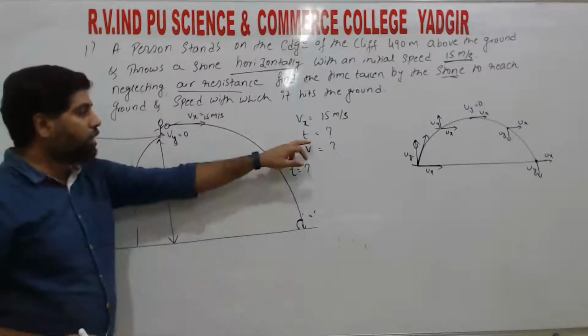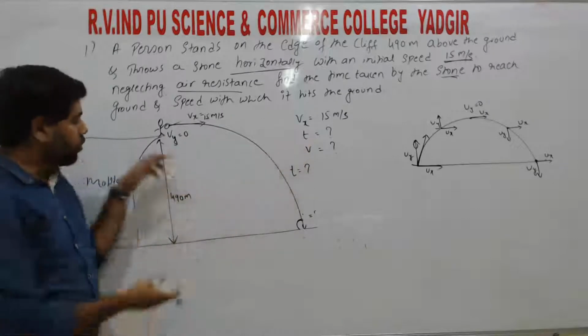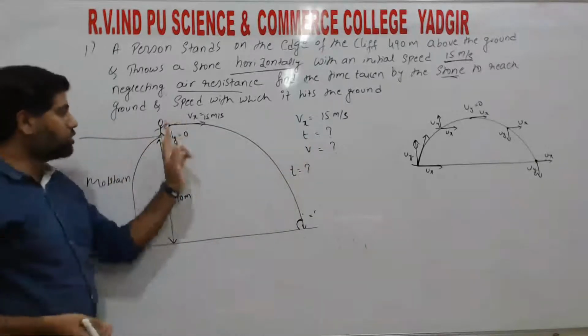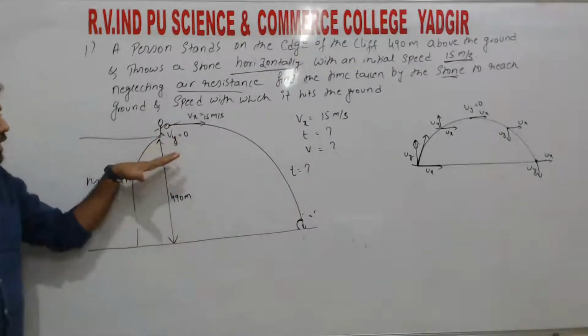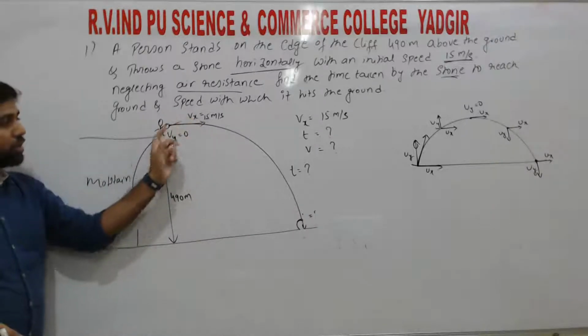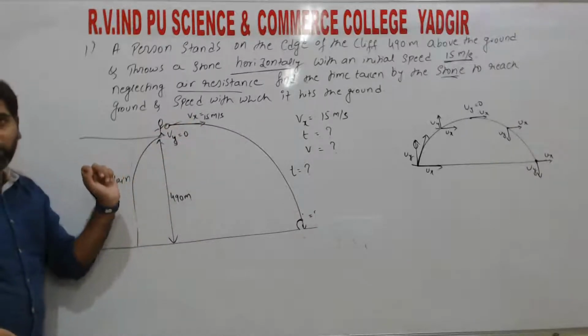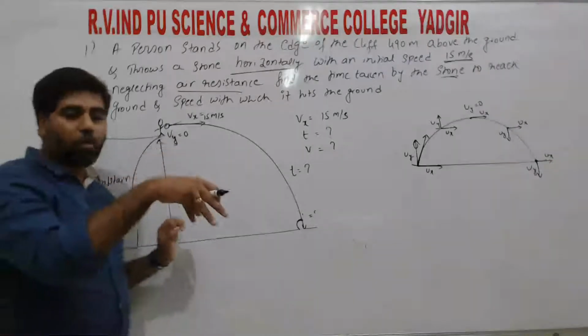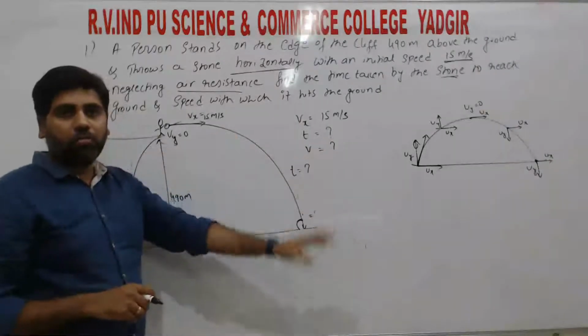So now we need to find the time. Height is known, velocity is known. To calculate time, which velocity do we take, horizontal or vertical? First we should know the difference between dropping and throwing.